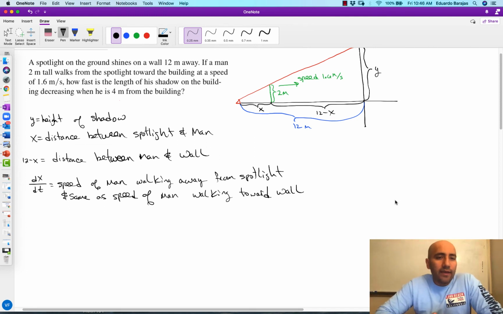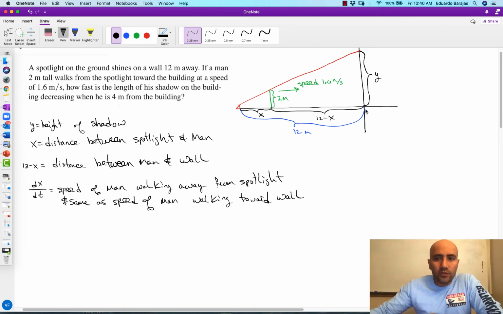Okay, now how fast is the length of shadow on the building decreasing when he is 4 meters away from the building? So how fast is the shadow changing? That's what they're interested in. So dy/dt is the question. dy/dt is what they want to know. And this is when he is 4 meters from the building. This is find this rate when the man is 4 meters from the building.